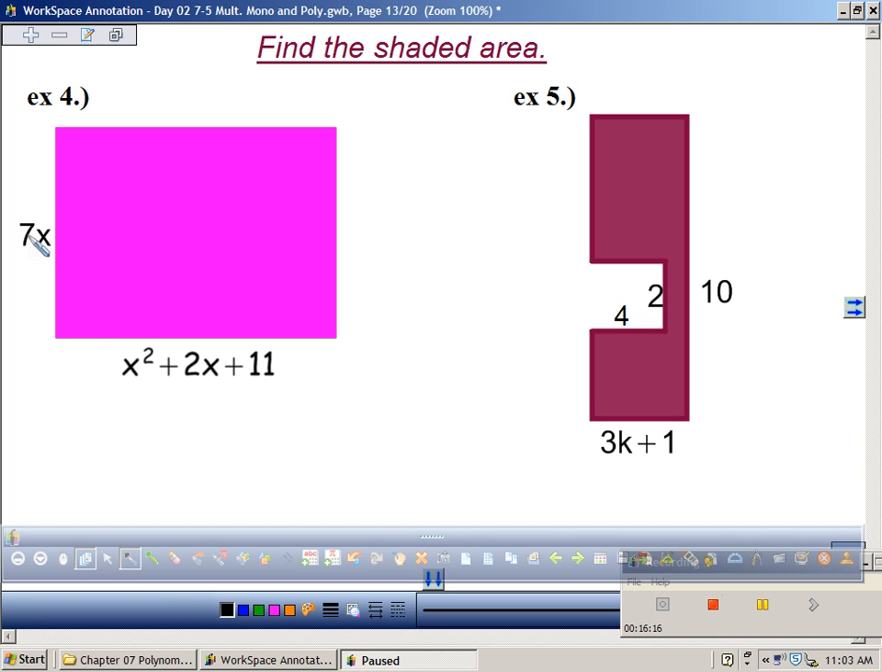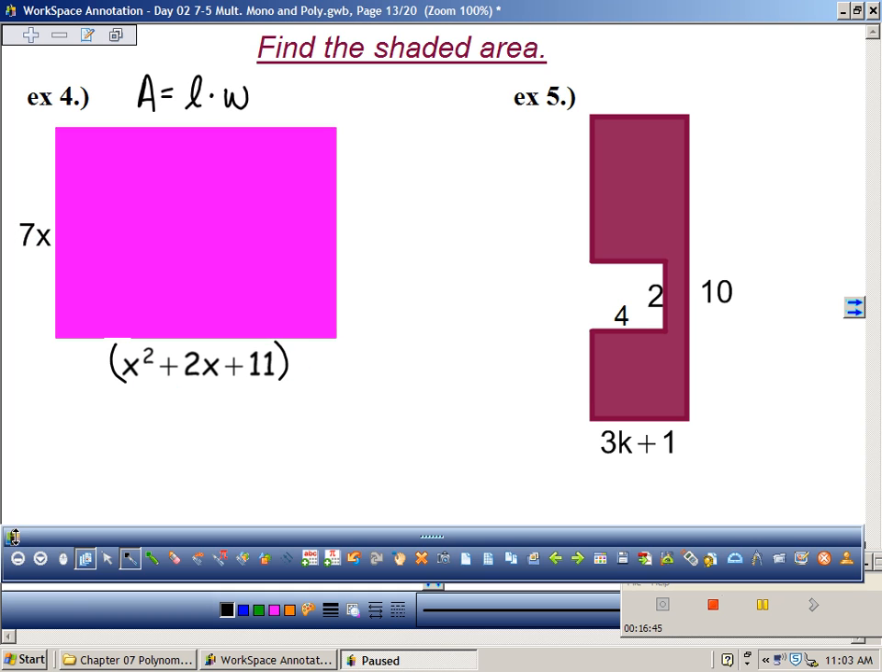All right, so 7x is the length or the width, whichever way you want to say it, of this rectangle, and x squared plus 2x plus 11 is this side here. How do I find area? Right, don't we multiply length times width? So don't I just need to multiply 7x times this trinomial right here? So I would take 7x. I think I'm going to write it straight into an area model, just like I would if I was doing my homework.